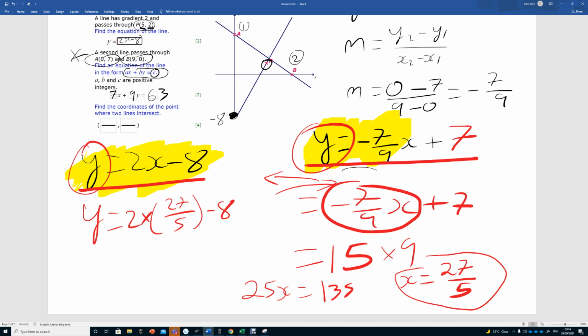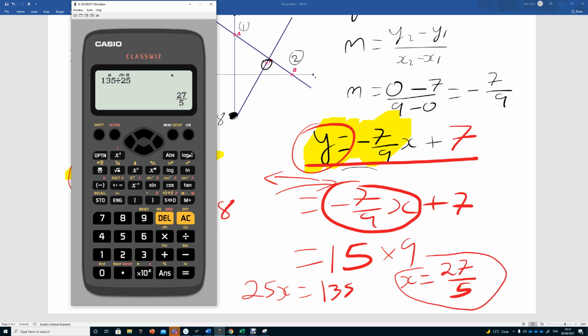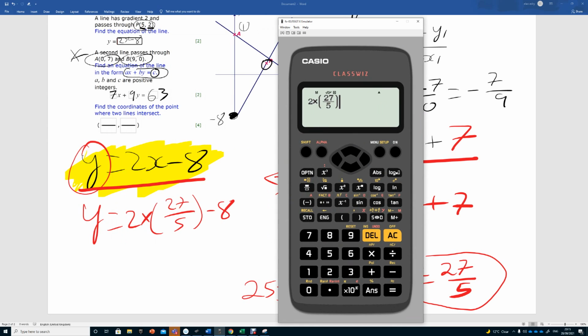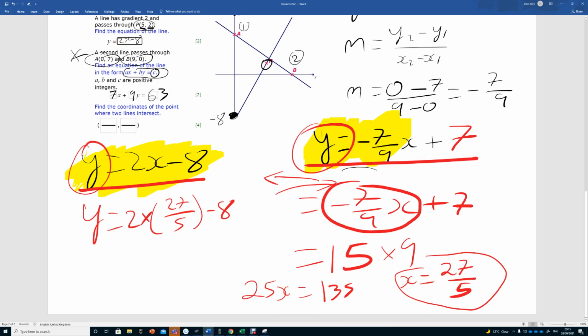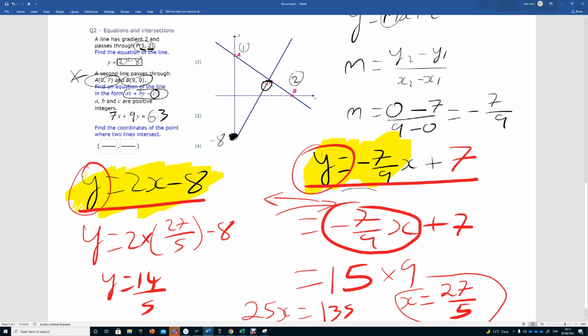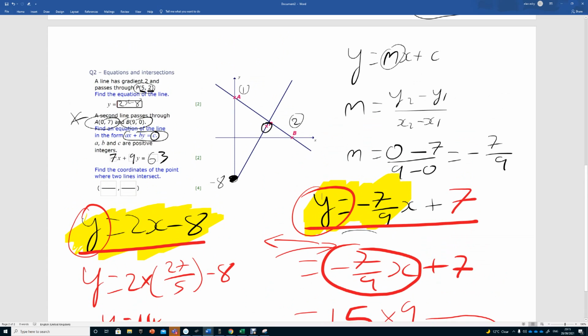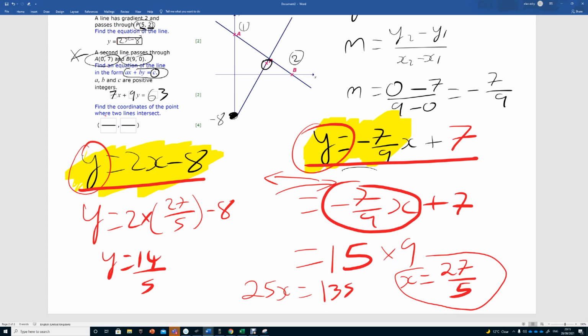Take away 8, and you can just put that straight into a calculator nowadays. So 2 times bracket 27 over 5, and then what was it? Take away 8, you get 14 over 5. So y would be 14 over 5. And let me just check that now on my maths. And that is all fine. So it was 27 fifths for x, and the y was 14 fifths, and that's where they would intersect.